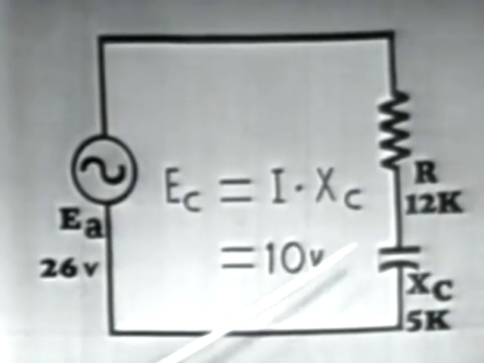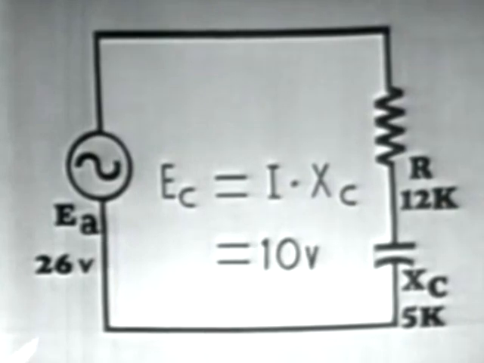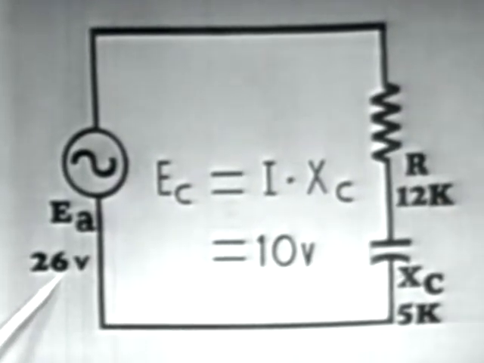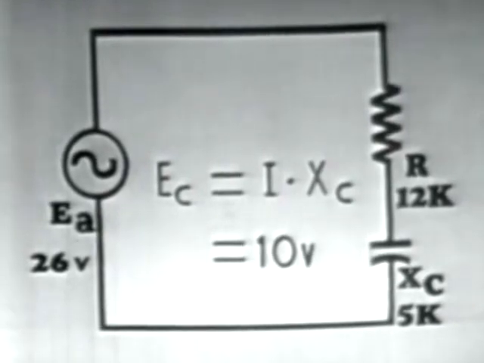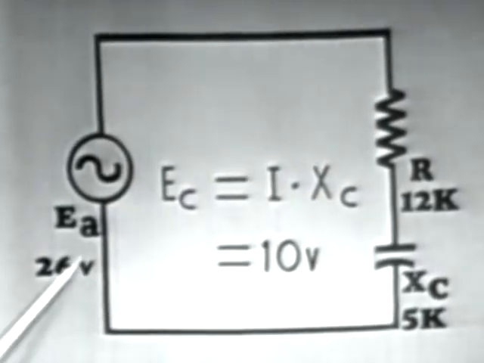Now, if we added these two voltages up, 24 plus 10 would be 34. Their arithmetic sum is greater than 26 volts. Well, why? Remember, these two voltages are not occurring at the same time. And to graphically illustrate this, we should draw a voltage vector of this circuit, and we'll begin by drawing E sub A, which is 26 volts at 0 degrees.